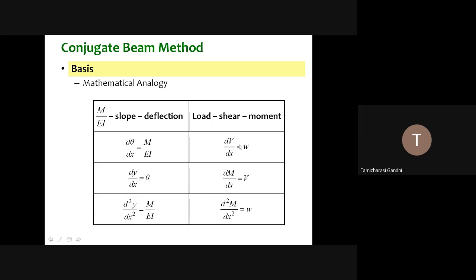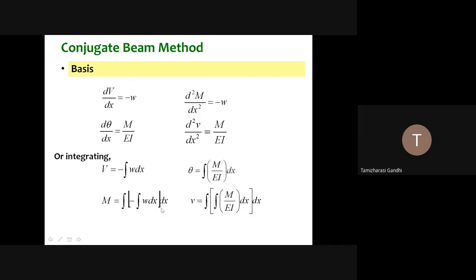Applied load w, dV by dx. If you integrate w, you will get V. Again, dM by dx is V. If you integrate V, you will get M. Similarly, you can convert them in terms of applied loading by substituting, and you will get d square M by dx square is equal to w. So each one is related to each other. You can just integrate the loading to get the shear, and integrate once again to get the bending moment. So these are reversible. You can do it because it is under elastic conditions only.